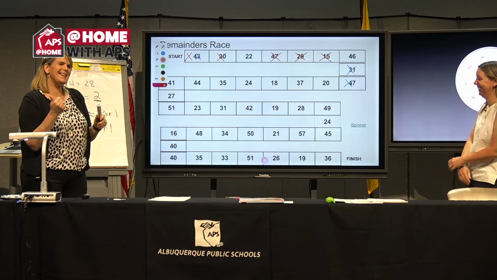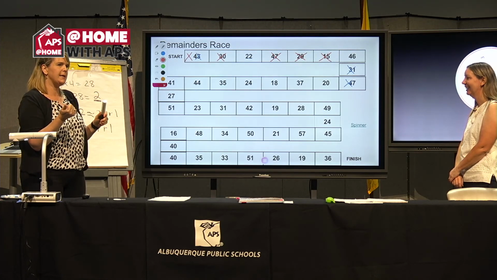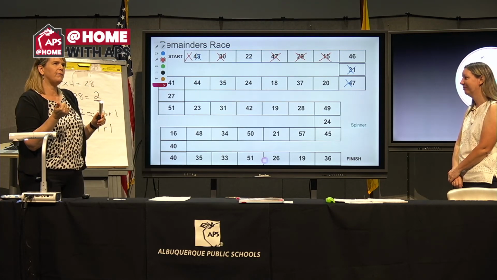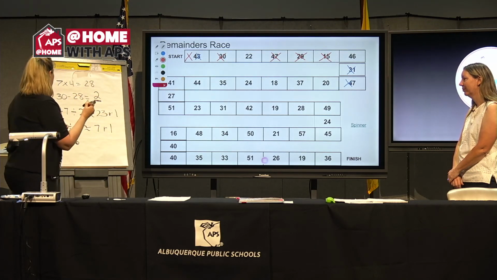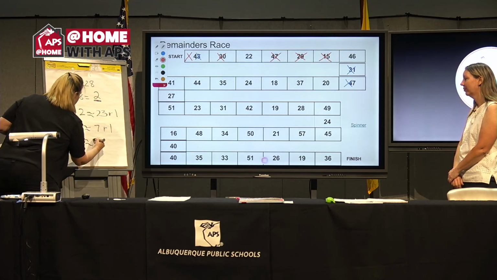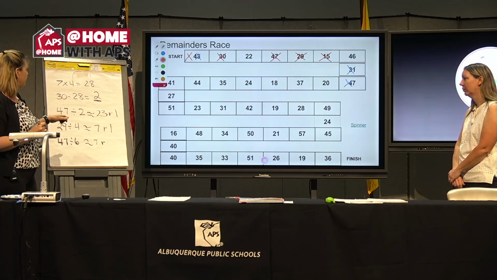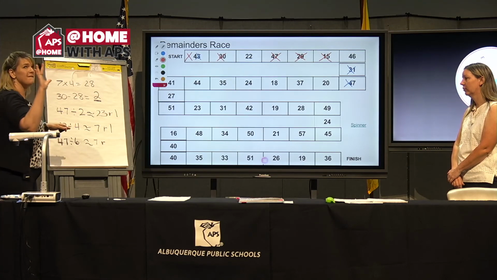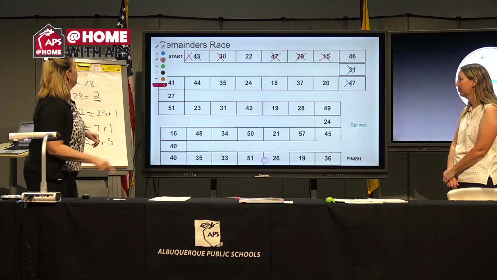Let's see, 6. I don't think it's 8 because I know 6 times 8 is 48. So I'm going to say 6 times 7, 42, right? So I think it's approximately 42. How much would I have as a remainder? So I have 47 minus 42, 5. Good job.